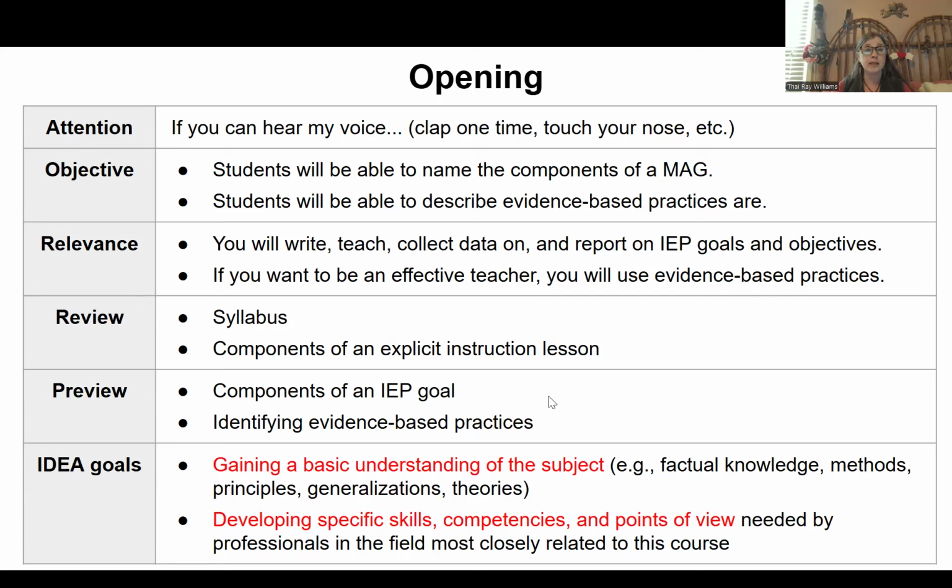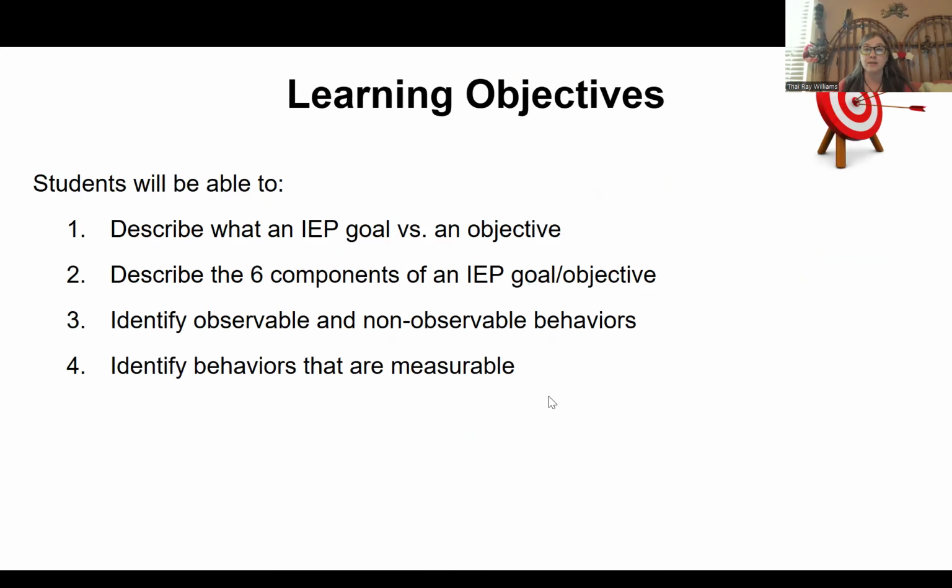So let's go ahead and look at a new attention getter, and it would look like this. If you can hear my voice, clap one time. If you can hear my voice, touch your nose. If you can hear my voice, give a silent cheer. And as students are doing these motions, you're able to scan, and once you know that you have everyone's focus and they are engaged and ready to learn, then you are going to share your learning objective for the lesson. And I'm sure that you're interested in what you are going to be learning about this week.